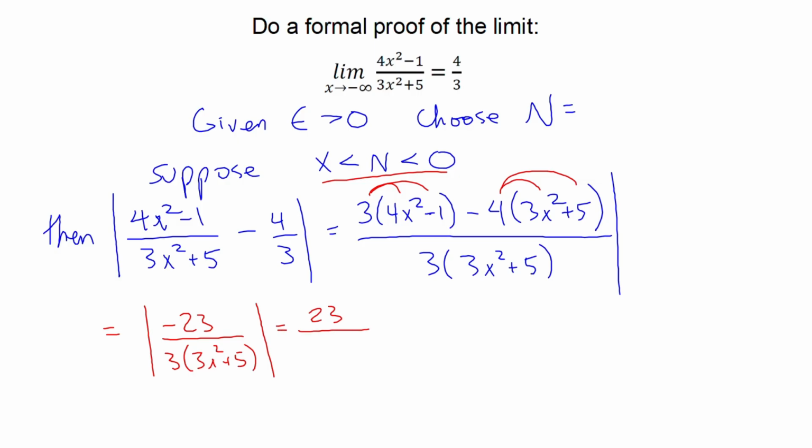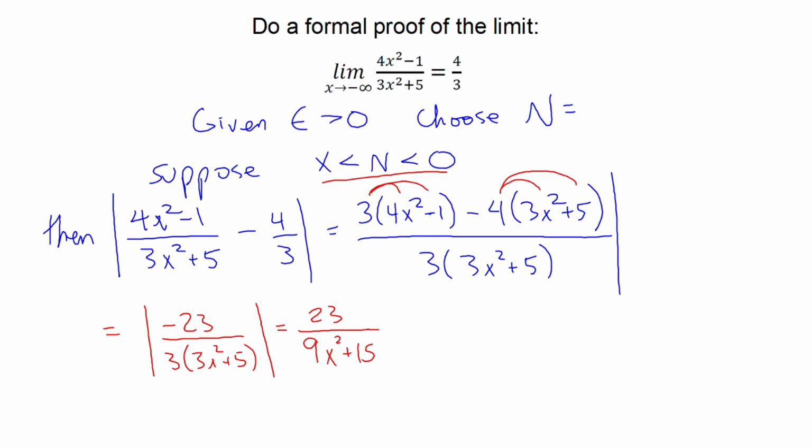And I'm going to distribute that 3 times the 3x squared plus 5 this time. I'm going to make this 9x squared plus 15. So we've now got that our absolute value statement there, f of x minus L, is just equal to 23 over 9x squared plus 15. And from there, that's all in terms of constants and x. So we should hopefully be able to come up with a relationship here for x and n, or for x squared and n squared, that hopefully will be useful for us.